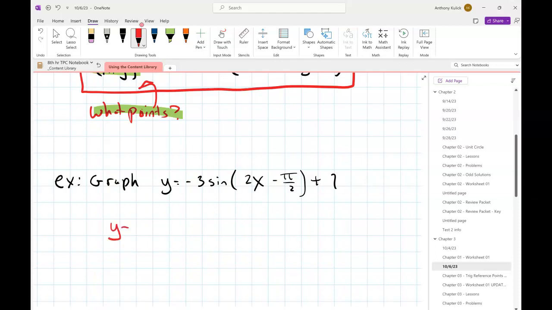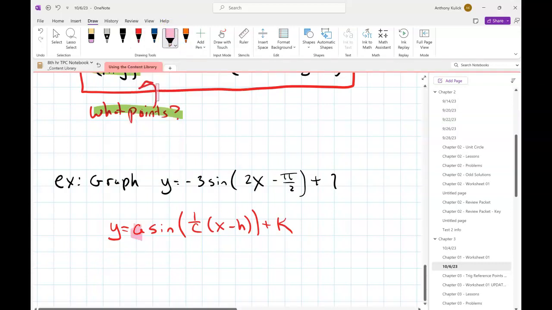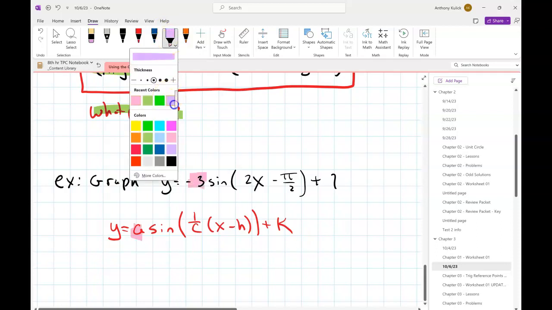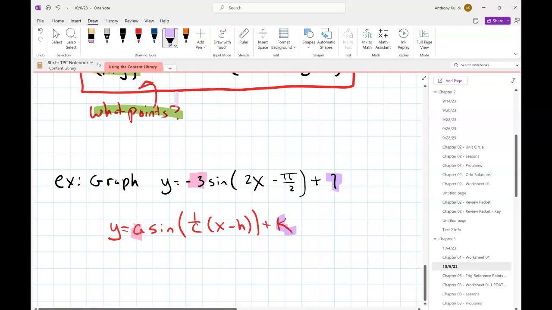So again, we know that the general form for a sine function is this. Right away, I can see the a should be -3 and the k should be 1. But I'm going to have to do a little work to get 2x minus pi over 2 to look like 1 over c times x minus h. Everybody agree?